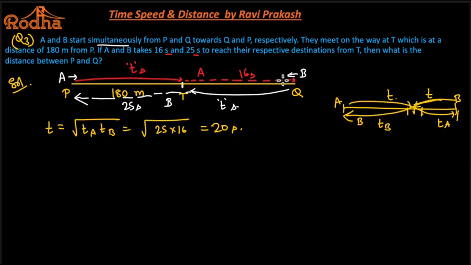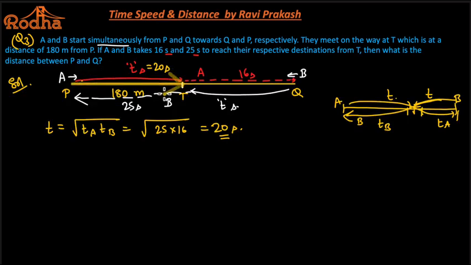So what do we need to calculate here? The distance between P and Q. For that I need some speed also. Now since we got T equal to 20 seconds, that means A has covered a distance of 180 meter, because A has moved from this point to this point.